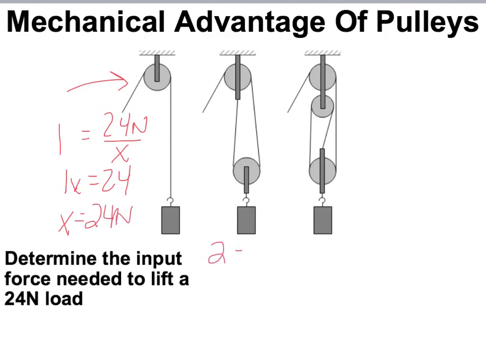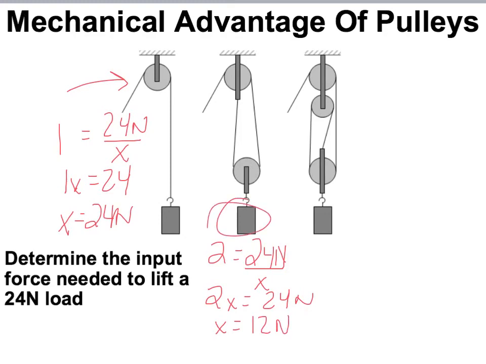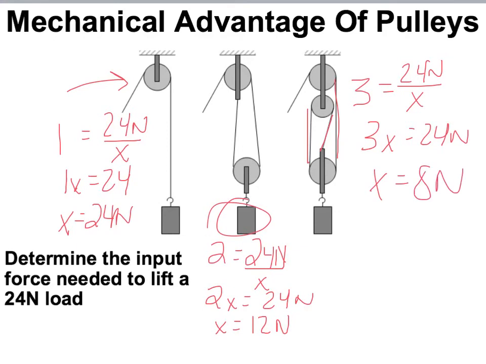In the case of this one, we have a mechanical advantage of 2. Moving some things around, 2x equals 24 newtons, or the amount of input force is only 12 newtons. So you need half the force to move that mass with this double pulley. Now we've got a triple pulley with 3 strands supporting the load, so our mechanical advantage is 3. We're trying to lift a 24 newton load, and we need to know what's our input force. Multiply both sides by x. You get 3x equals 24, or x, the input force, is equal to 8 newtons.